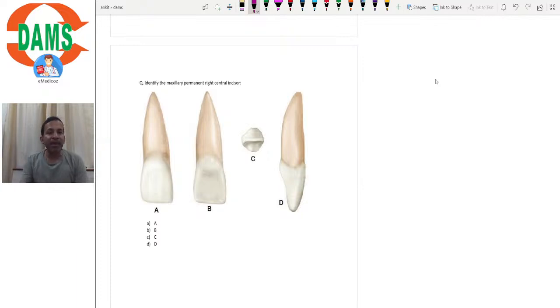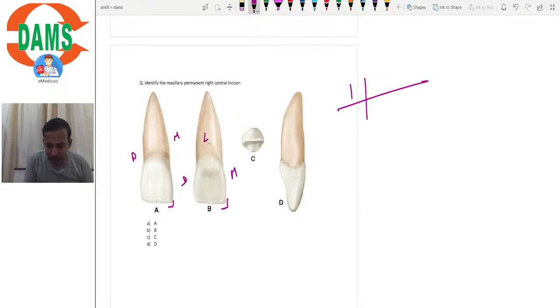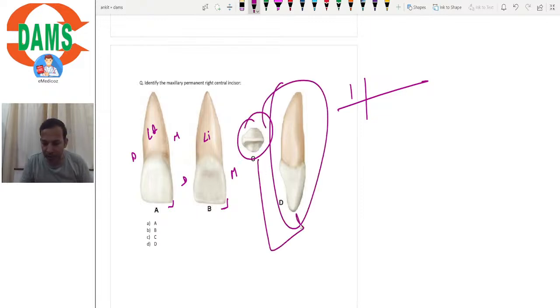Identify the maxillary permanent right central incisor. So which of these is the maxillary permanent right central incisor? Let's say this is the mesial and this is the distal. As you can see, this is the sharper of the two. Again, this is the sharper side, mesial, distal, but this is the lingual side, this is the labial side. This one and this one, they both appear to be central incisor or lateral incisor. Do they look like central or lateral?